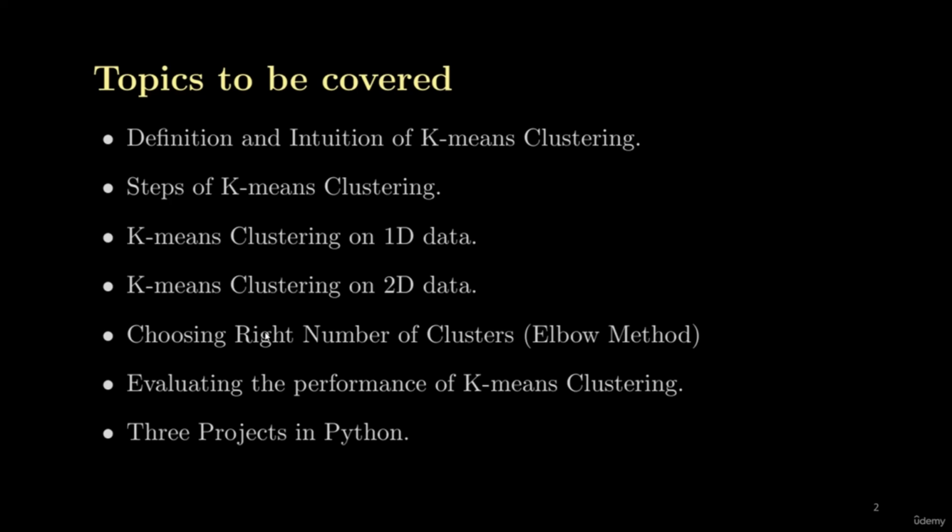After that, we will also learn how to find the optimal number of clusters for K-means. There is a method known as the elbow method. We will discuss this method in detail, and it helps us find the optimal number of clusters. After performing the clustering, we will evaluate the performance of K-means clustering using a metric known as the CH index. And finally, we have 3 projects of K-means clustering where we apply K-means clustering in Python, and we will learn how to implement K-means clustering in Python.